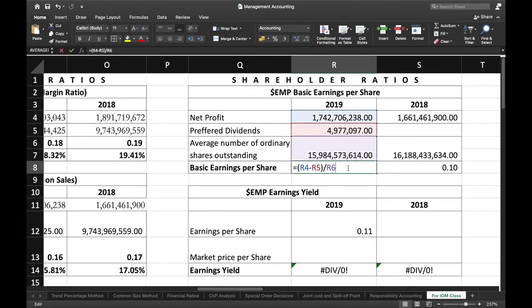Okay, and formula niya, di ba? Net profit minus preferred dividends over the average number of ordinary shares outstanding. Itong average number of ordinary shares outstanding po, this is the amount of shares available sa public to be traded in the secondary market, sa stock market. Ayan siya. So, divide lang, meaning basic earnings per share is 0.11 for year 2018.